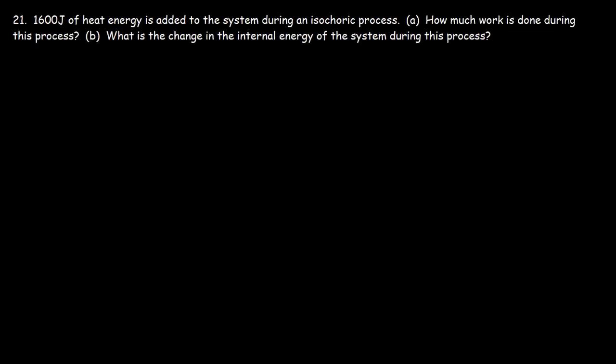21. 1,600 joules of heat energy is added to the system during an isochoric process. How much work is done during this process? So if you recall, an isochoric process is a process that occurs at constant volume. So the change in volume is 0. Now what you need to know is that the work done during an isochoric process is 0. So that's the answer for part A.